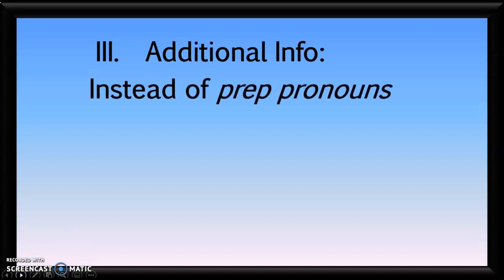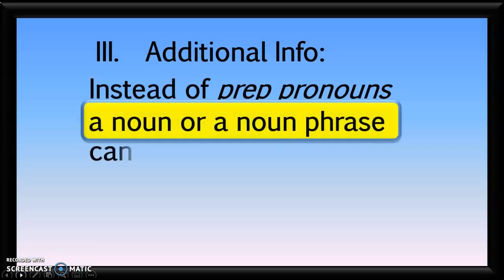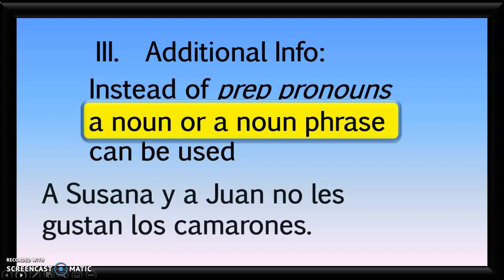Instead of prepositional pronouns, you could use a noun or a noun phrase. So you could say, for example, a Susana y a Juan no les gustan los camarones. Our noun or noun phrase is a Susana y a Juan. Do you notice that when we have two names listed there, we have to repeat the a? A Susana y a Juan no les gustan los camarones.